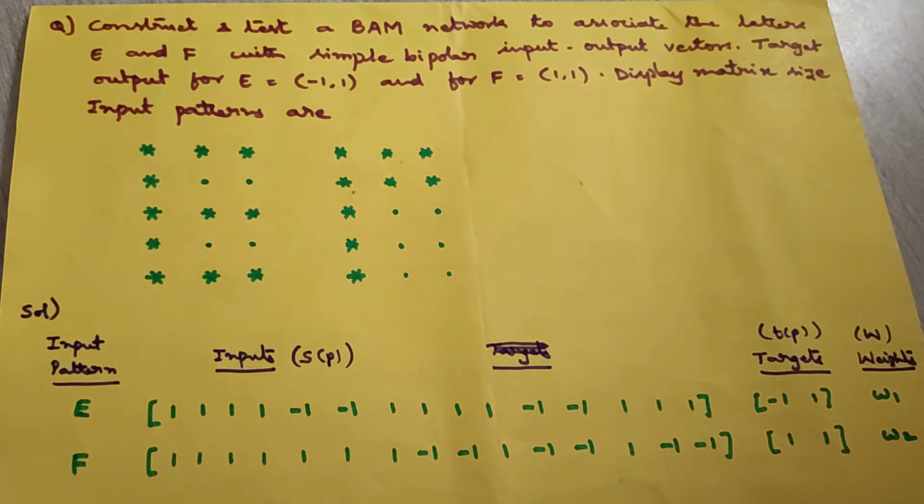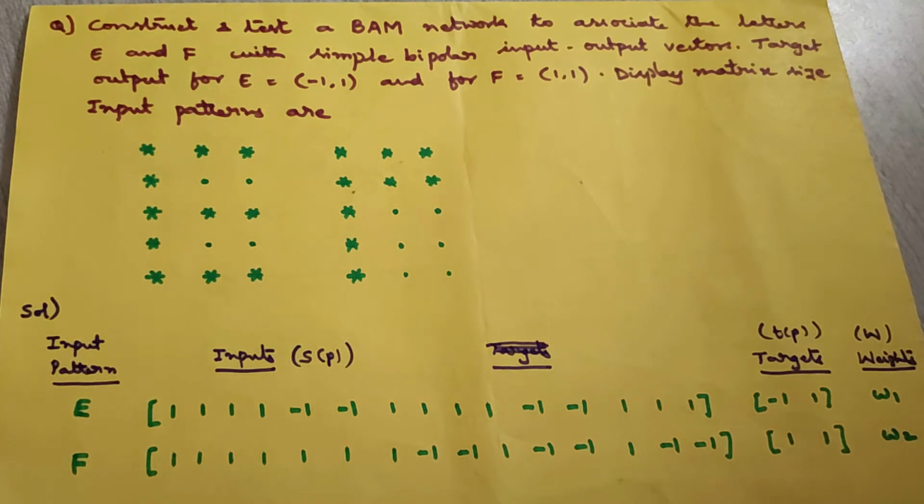Input patterns are given like this. So these are the 5 by 3 matrix where we have 5 rows and 3 columns. Here there are some asterisks and some dots. An asterisk means we need to take 1, and for dots we need to take -1, as our input is bipolar. We have already obtained the targets, that means those are the target outputs. So we need to get the inputs from the pattern itself, as the patterns are given.